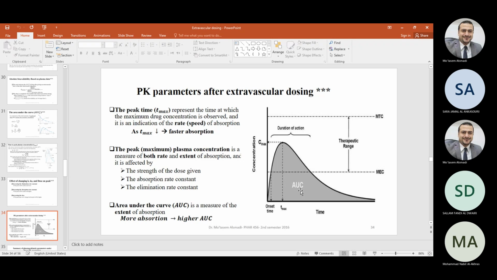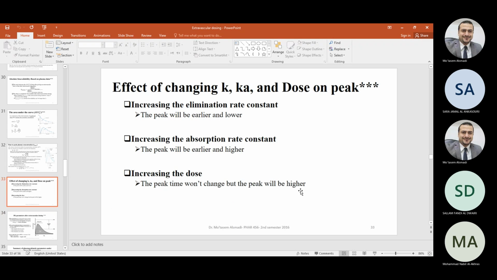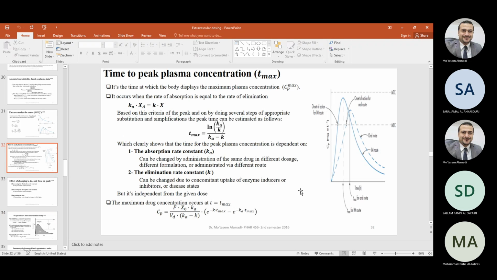It's both. It's the rate and the extent. As we mentioned before, if you have a faster absorption, Cp max will be higher, right? So it's a measure of the rate. And what about the extent? If you have a higher bioavailability, go back to the equation, which is a measure of the extent. If you have a larger value of F, then you will have a higher Cp max. So also Cp max is a measure of the extent, right? So Cp max is a measure of both rate and extent. Tmax is a measure of the rate.